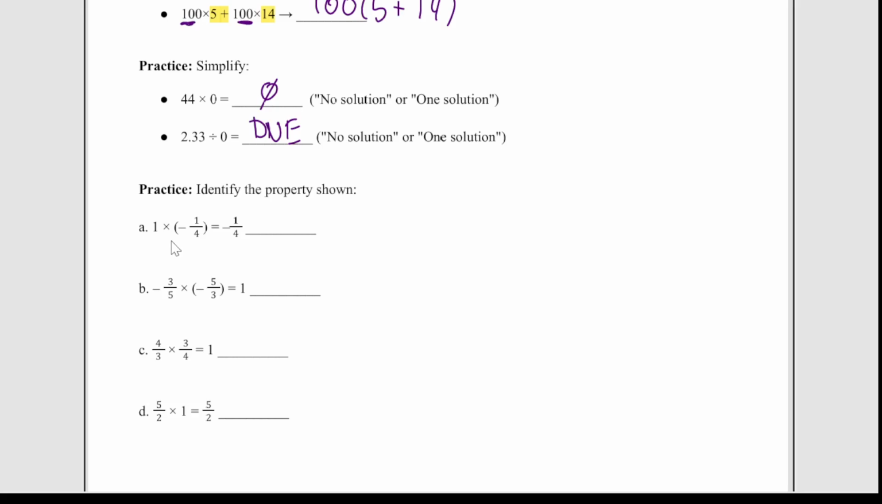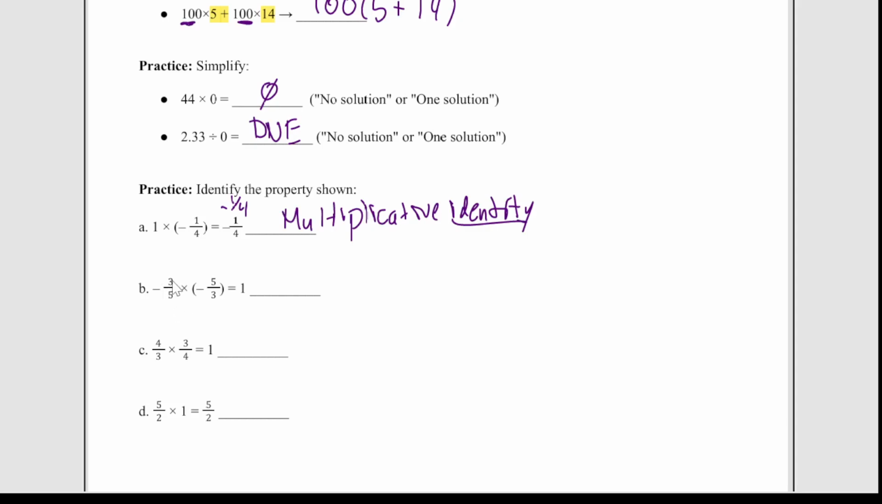If I'm saying 1 times negative 1 over 4 is the same thing as negative 1 over 4, and that is actually negative 1 over 4. It's just a little bit hard to read with the typing. That's saying that anything times 1 is itself, and that would be the multiplicative identity. So identity meaning that it is just like the thing that's always true.